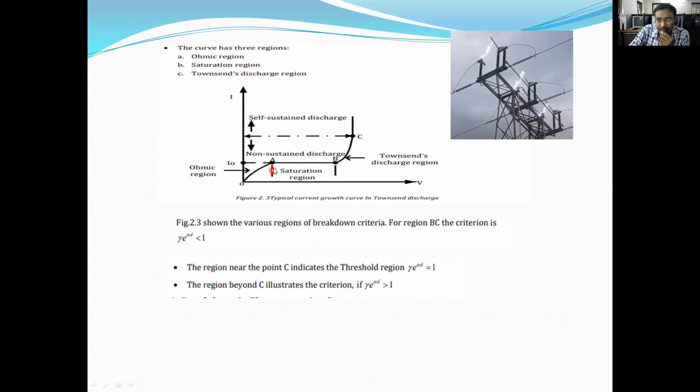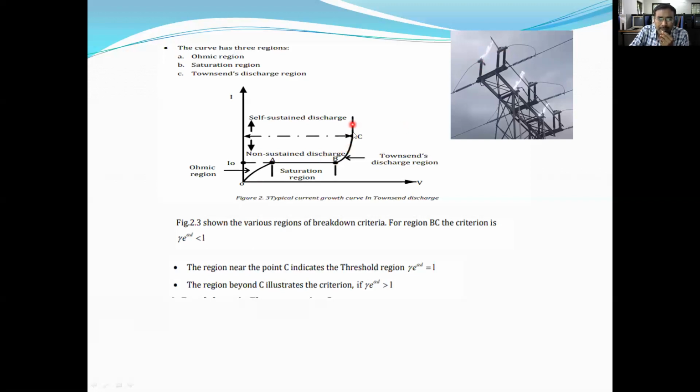After the ohmic region, the current in the gas is constant even as the voltage increases. That region is called the saturation region. And above that saturation region, the current increases because the availability of free electrons in the gap between the two electrodes goes on increasing. That's why the current goes on increasing.